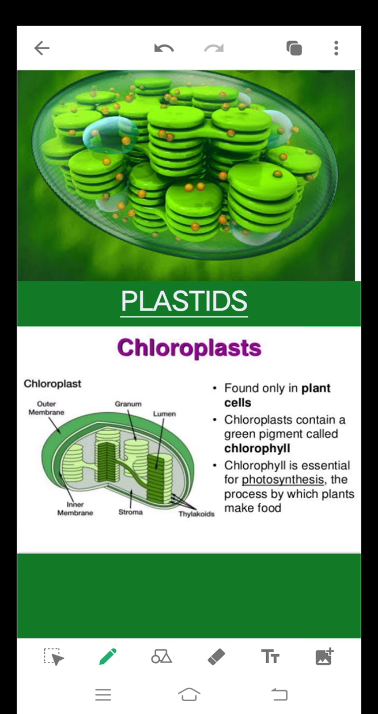Chloroplasts contain a green pigment called chlorophyll. This chlorophyll is capable of trapping solar energy, and therefore it is essential for photosynthesis, the process by which plants make food. Therefore, chloroplast is very important for plants to carry out photosynthesis so that they can prepare their food. So this particular organelle is absent in animal cells. These were some of the organelles. Besides this, there are a few more like Golgi bodies, lysosomes and others, which you will study in the next class.